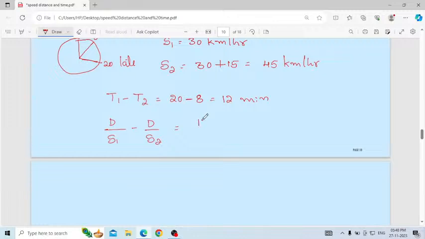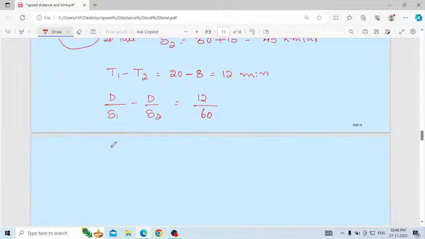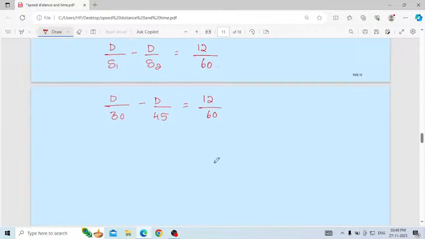This is 12, then convert in terms of hour, 60. Then distance, what is the first speed? First one, 30. Then the increased one will be 45. This will be 12 by 60. Then take LCM between 30 and 45. What is the LCM here? LCM will be 90.